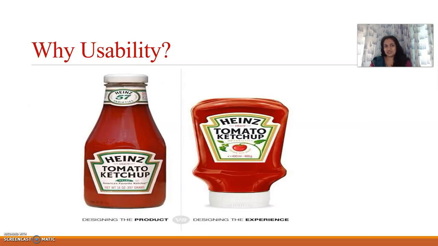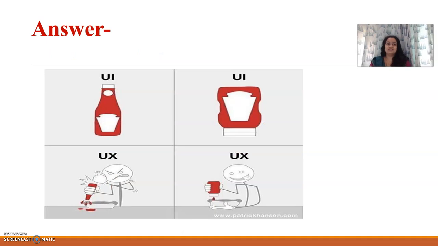So the first question which comes to our mind is, why usability? You might be wondering why I am showing you the diagram or the design of the tomato ketchup bottle. Concentrate on the first one, which is the design of the product which we were using earlier. And now, after the experience, the design has been changed to the new one. Why so? This is the answer to my question, why usability?